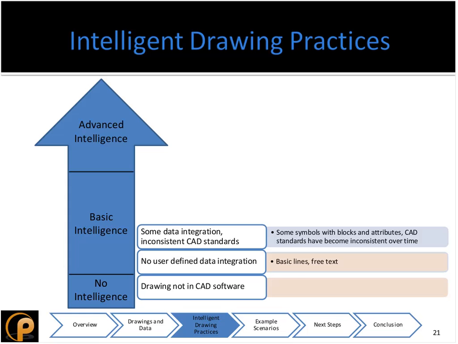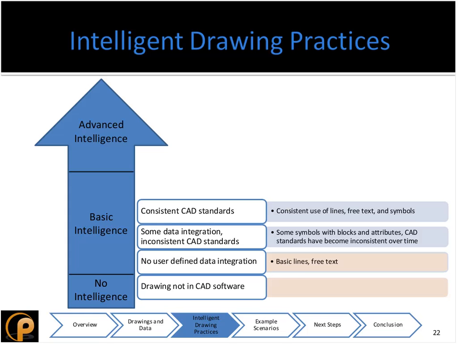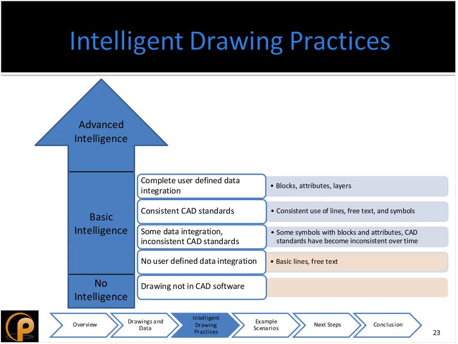Then next we have some data integration and inconsistent CAD standards throughout your facility. But then you can add consistency, right? And anytime you add consistency, you're going to gain some sort of ability to pull a certain set of information from your drawings. And then the highest level of basic intelligence would be if your data is all defined as blocks and attributes, kind of how we showed earlier.